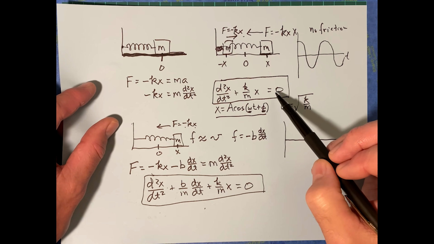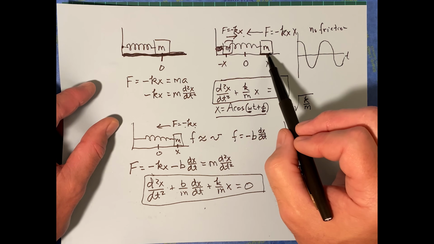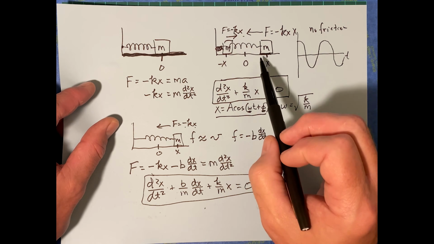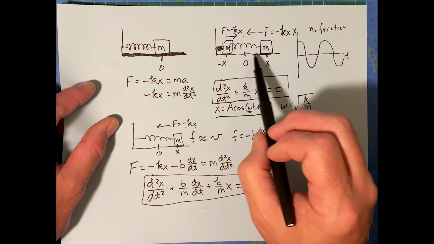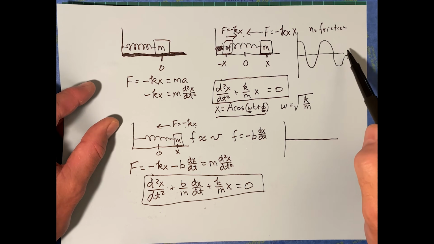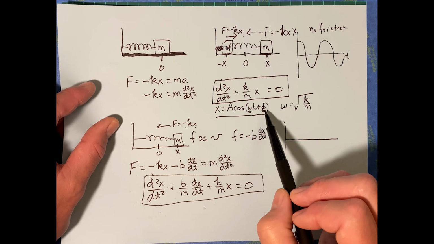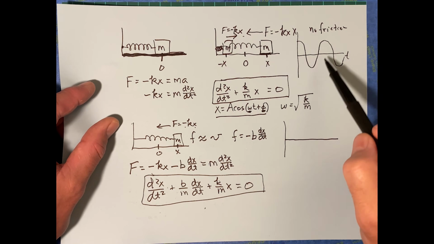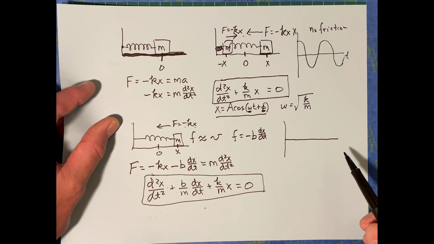Remember what case this was for, though. We have the mass on the spring, and this is with no friction. So there's no friction, and it oscillates forever, and the answer is just x equals A cosine(omega t plus phi). So there's some continuous oscillation there.